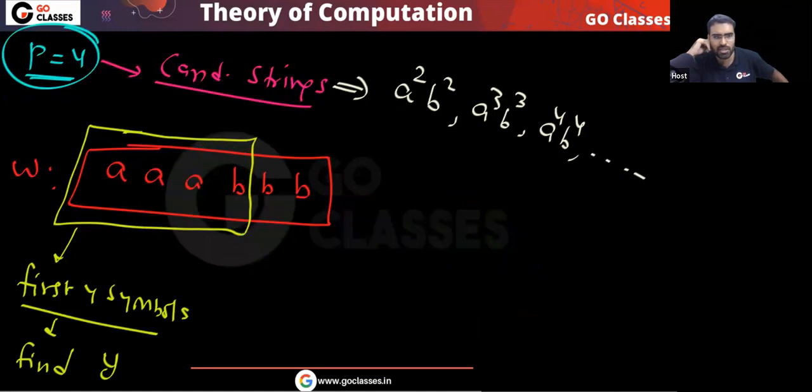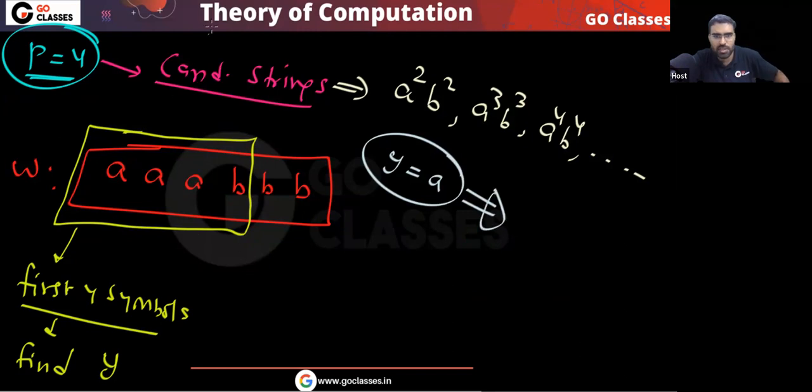So give me some other y which can work. Can anyone give me some other y? I can promise you this y will not work. Let's check, for example, if I take y equal to A, will this work? This will also not work. Tell me why. If I take y equal to A and repeat it 0 times, the result will not belong to L. So this y is also not working.